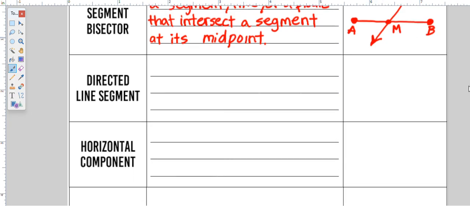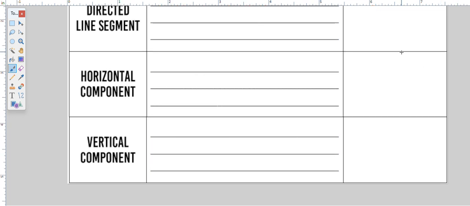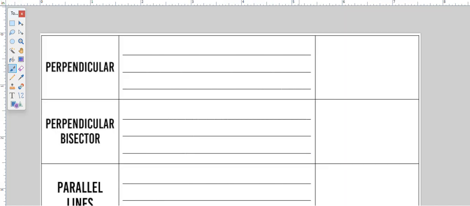We are lucky today. Let's see here. We actually don't have to worry about directed horizontal or vertical components. We are going straight into our next stuff.